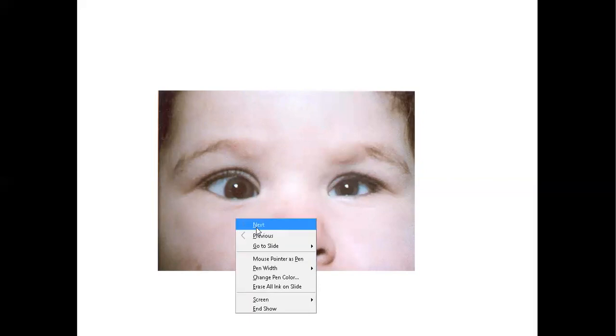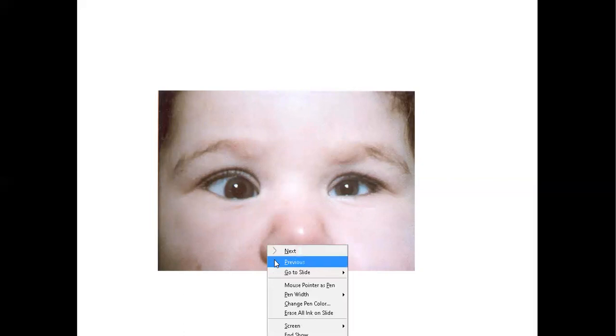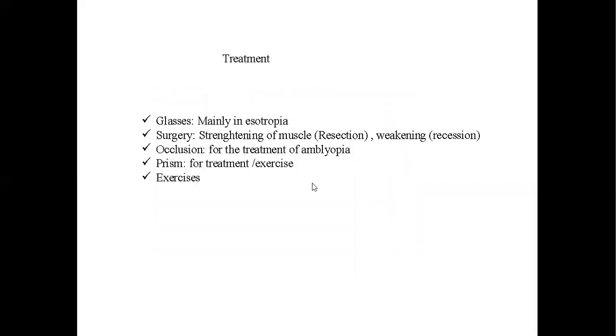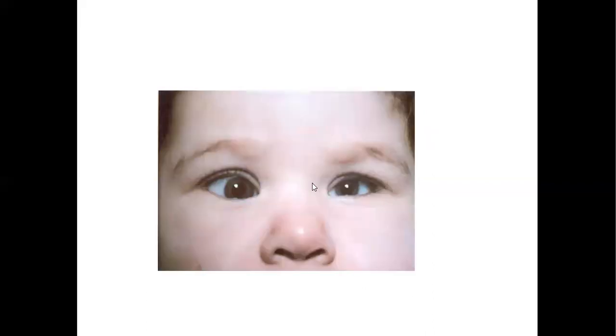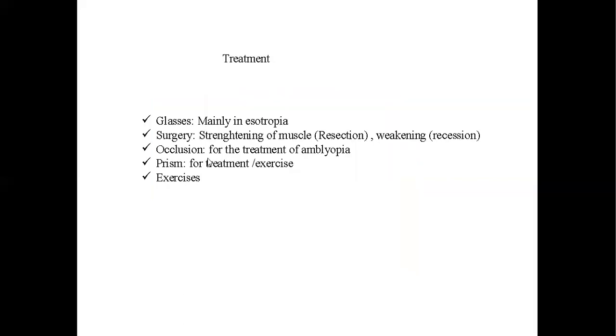So the last and most important thing is, what do we do for the squint? What are the treatment options for the squint? The first thing that we should see is whether there is any amblyopia or not. If there is amblyopia, then we have to treat that amblyopia first by occluding the normal eye. For example, if vision in the right eye is normal and the vision in the left eye is less, then we occlude the right eye with the help of an occluder till the left eye vision becomes normal, and then we do further treatment.